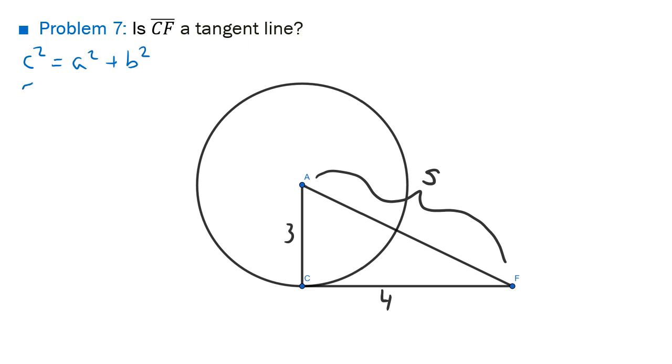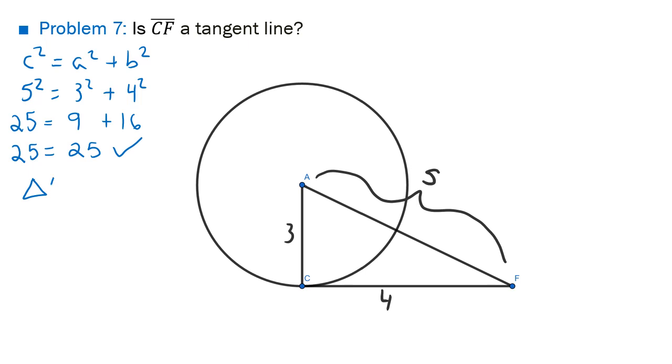So c should be 5 because it's our hypotenuse. I'm going to make a 3. I'm going to make CF be our b. So we're going to get 25, 9, and 16. 9 plus 16 is 25. So yes, we have triangle ABC is a right triangle. Therefore, we know angle C is 90 degrees. So yes, CF is a tangent line.